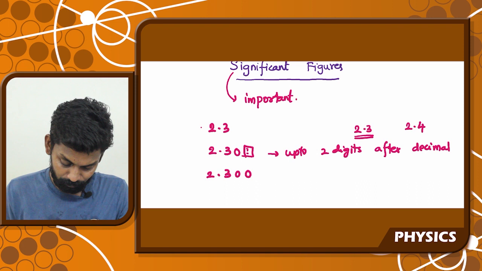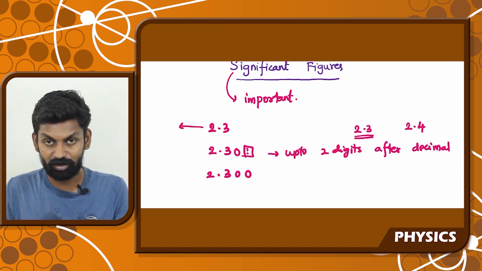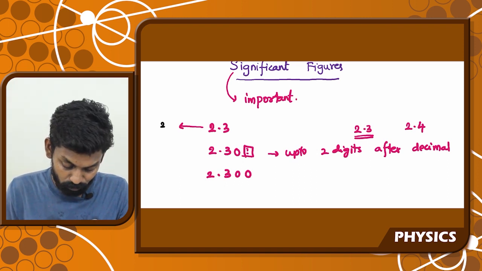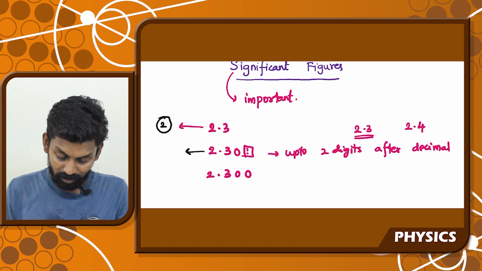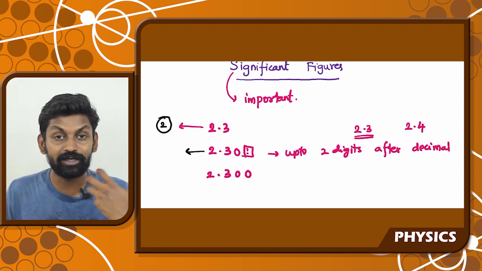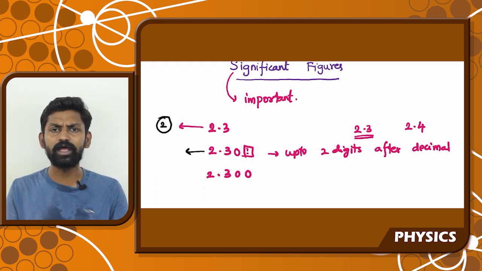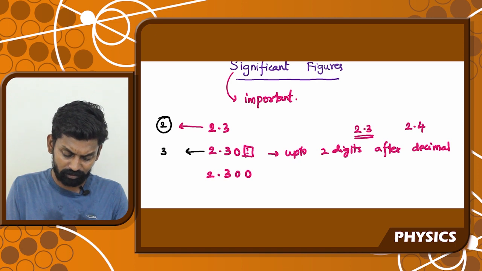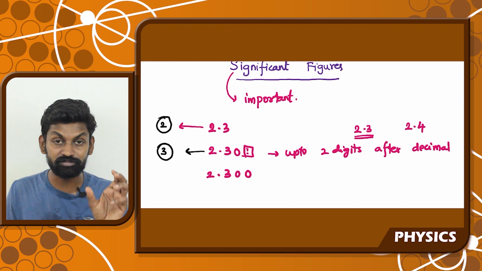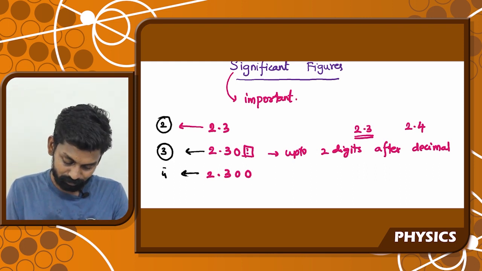So if you see here, the number of overall digits or figures that tell us about the accuracy is only 2. Here, the 0 after the decimal also adds to the accuracy. It says 2.30 is more accurate than 2.3. So here there are 3 significant figures, important digits that tell us about the accuracy of that measured value. And here there are 4.